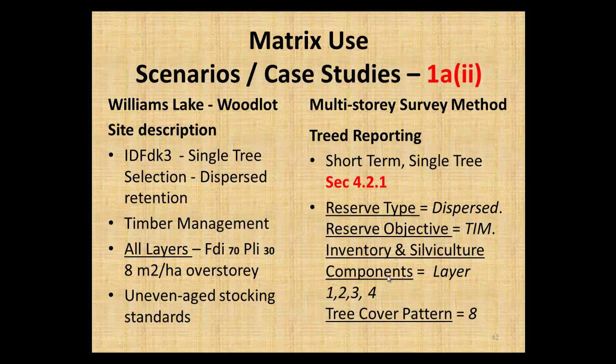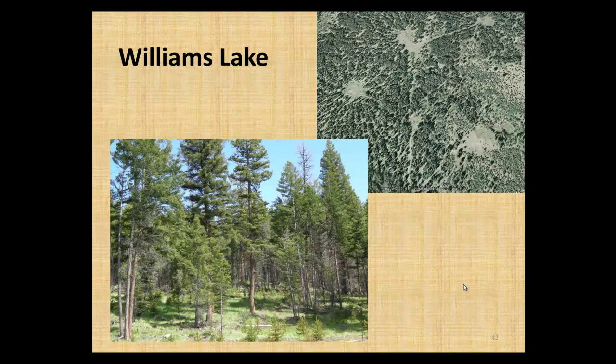Inventory component and silviculture component will have potentially all 4 layers. You could have a couple of these middle layers missing depending on the structure of your stand, but it's a complex layer reporting, and so each layer is reported, and cover pattern 8. So fairly dense overstory left over. Okay? And that's what it might look like from the air and looking on a plan view from the ground, you've got quite a bit of structure here, quite a bit of retention. That's why we kind of went with that 8 pattern.